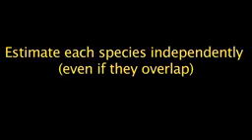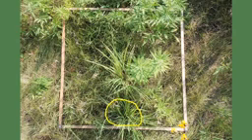Estimate the cover for each species in a quadrat independently of the other species, even if the species overlap. In some cases, this may result in a total cover value for the quadrat over all species of more than 100%. And, if there is some bare ground, total cover may be less than 100%. Here is an example of big bluestem and goldenrod overlapping in the quadrat.